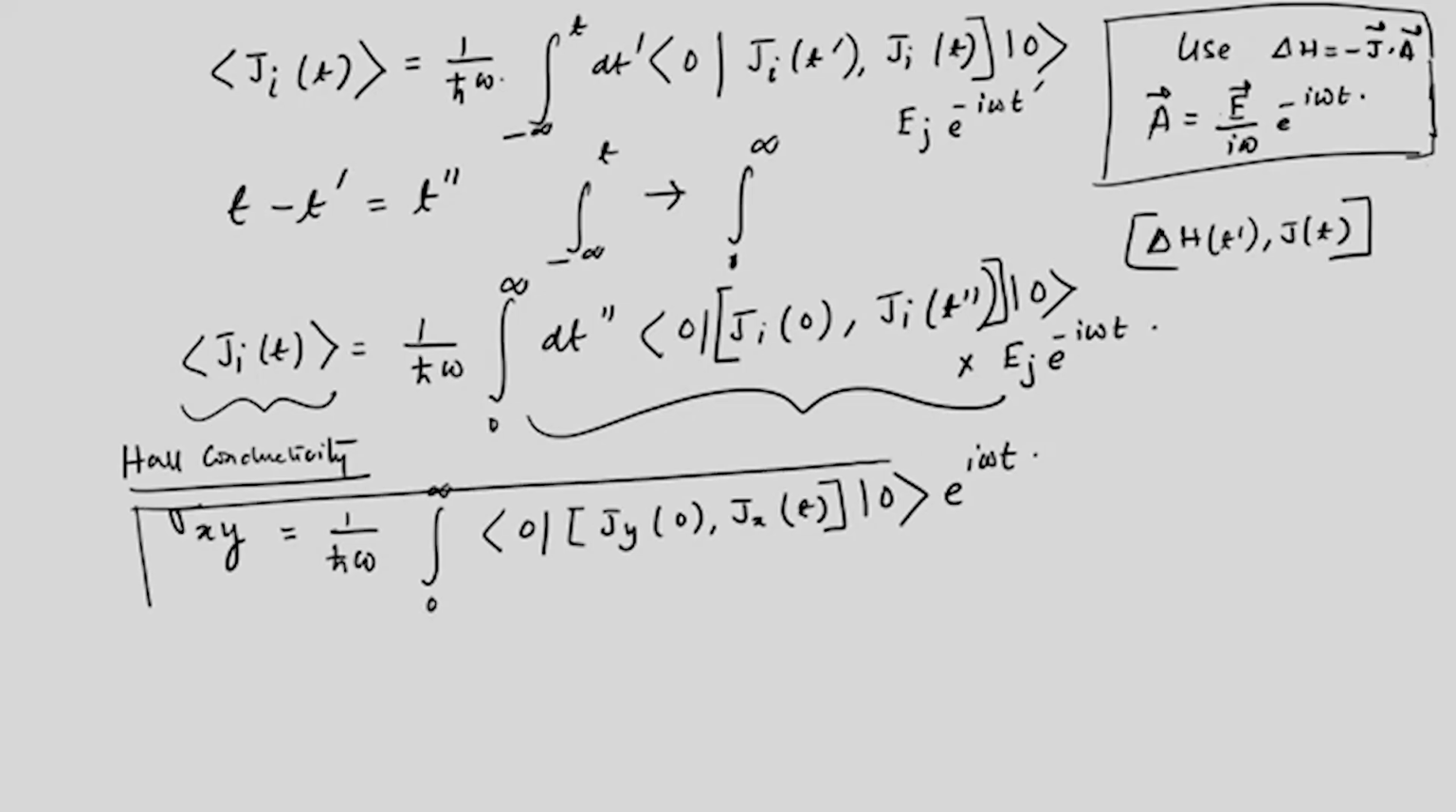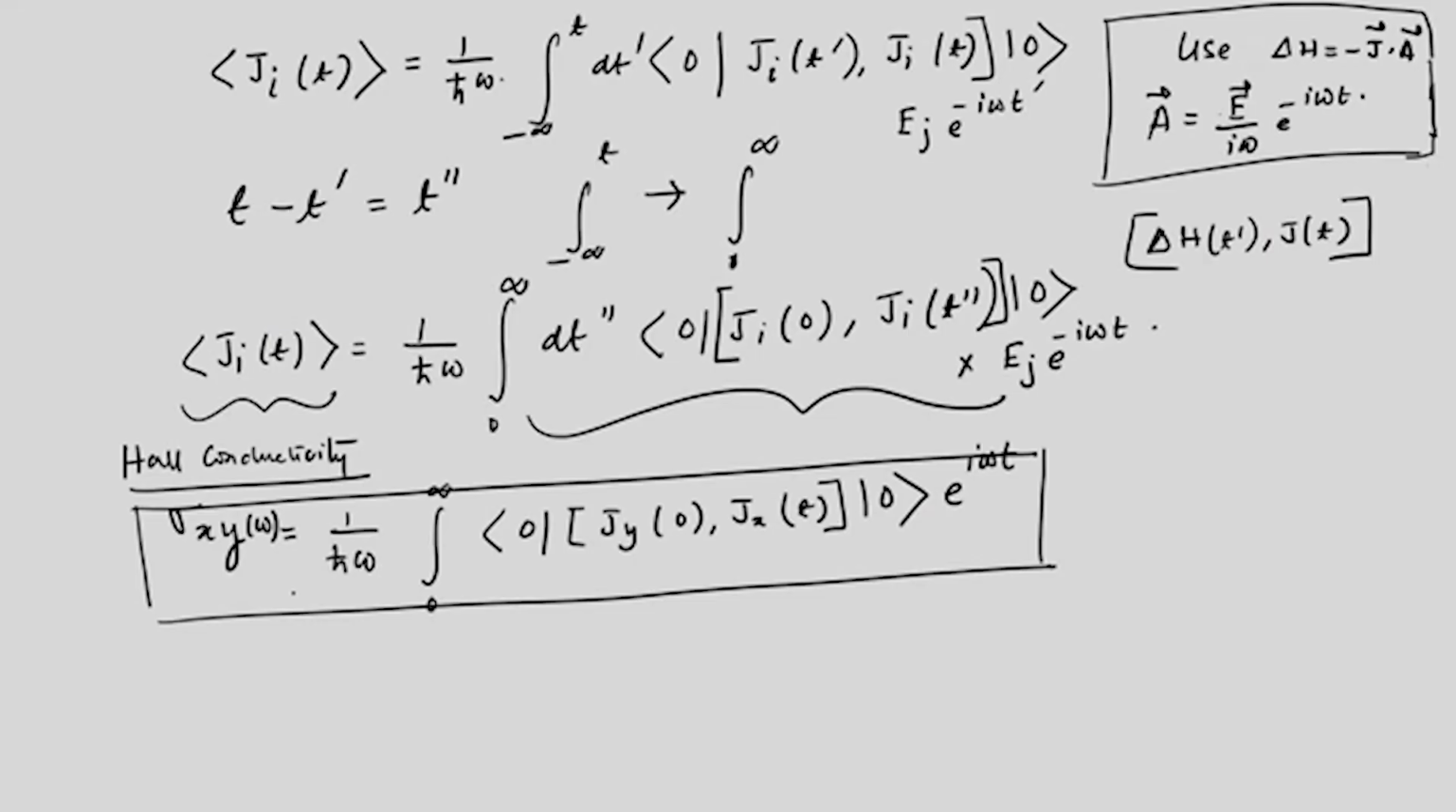So, this is the result for the Hall conductivity, and which involves only commutators of j y, that is the current density in the y direction, and the current density in the x direction at a different time. One of the times has been set equal to 0, and this sigma xy is a dynamical conductivity because it depends upon the frequency. And of course, when we take the DC limit, that is, we put omega equal to 0, this will become the Hall conductivity that we have seen. Okay. This is Kubo formula for Hall conductivity.